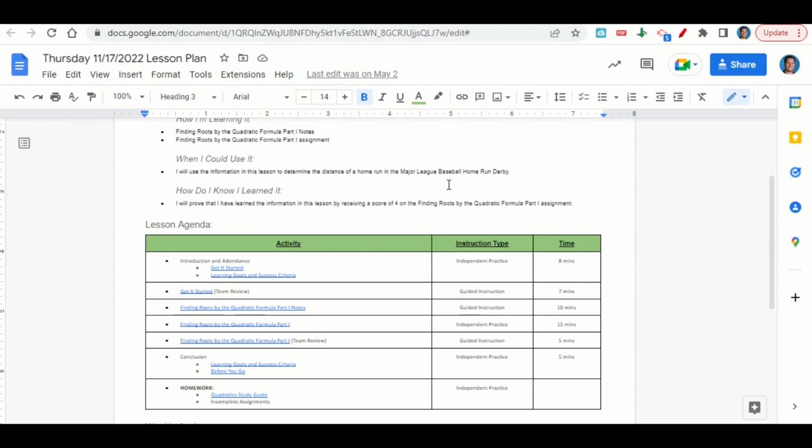At the end of class, we'll go back over our learning goals and success criteria while you fill out your before you go. Your only homework for tonight is to continue working on the quadratic study guide and any incomplete assignments that you may have.